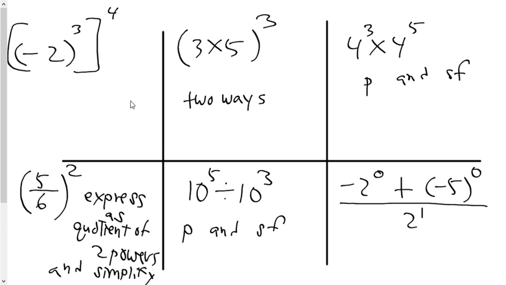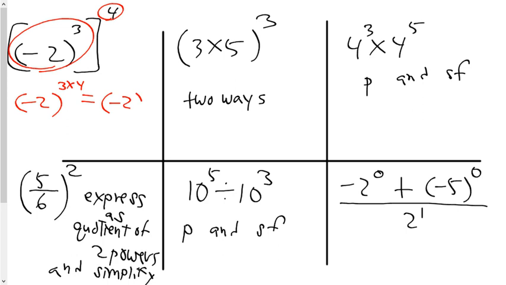So we really have law 3 in action. We have a power set to an exponent. Our rule is keep the base and multiply your exponents, which will mean as a standard power, it's negative 2 to the exponent of 12.